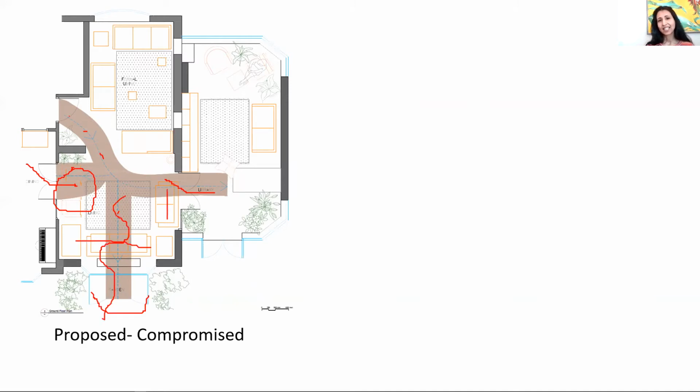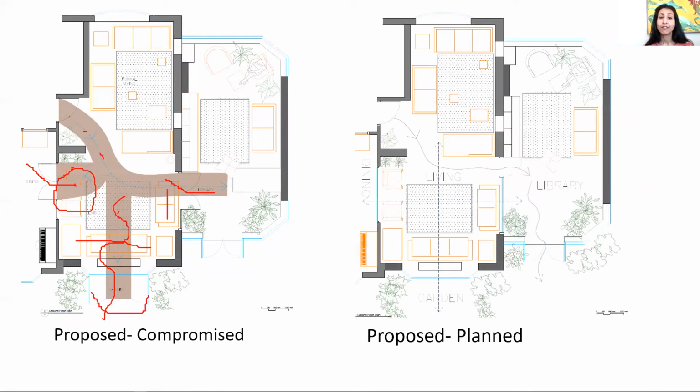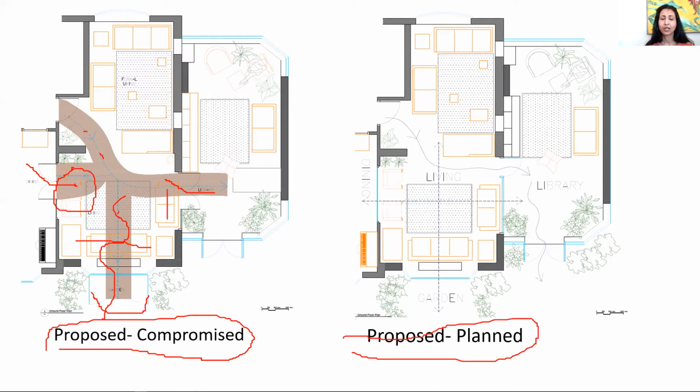Now, this can easily be avoided. This disappointment can be avoided by designing the layout on paper with all the necessary information on it. Let's look at the corrections that can be made using slight corrections and awareness. So this I was calling the proposed compromised layout, and this would be a planned and informed layout.